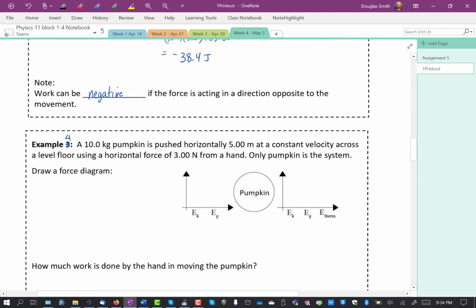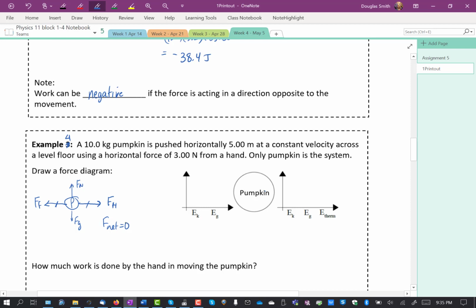A 10 kilogram pumpkin is pushed horizontally 5 meters at constant velocity across the level floor with a horizontal force of 3 newtons from the hand. Only the pumpkin is in the system. Draw a force diagram. So we'll do the pumpkin here. So F of hand. It's constant velocity, so there must be some friction to keep it balanced. There's a normal force and Fg. And that's balanced. F net is equal to 0.